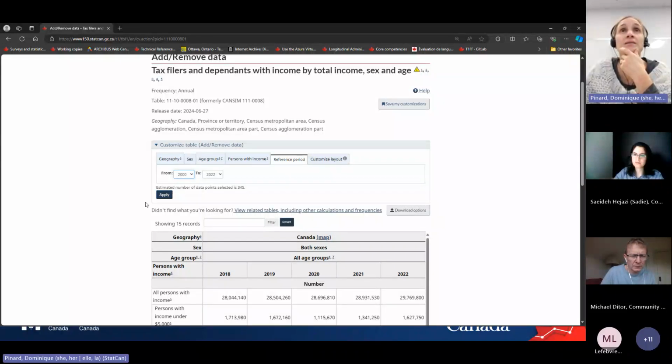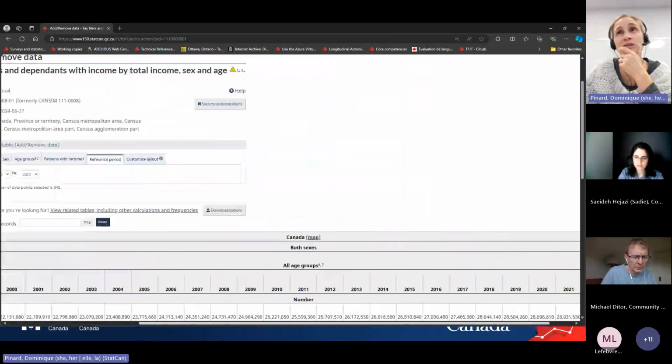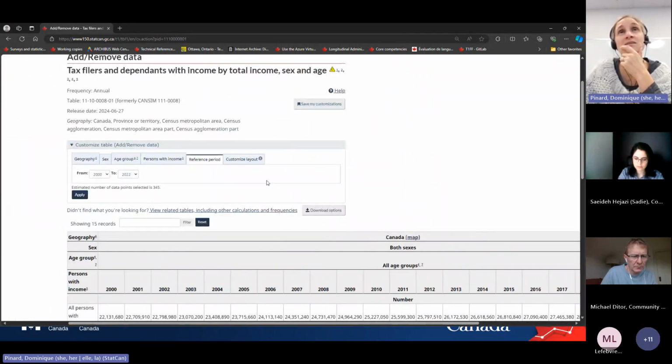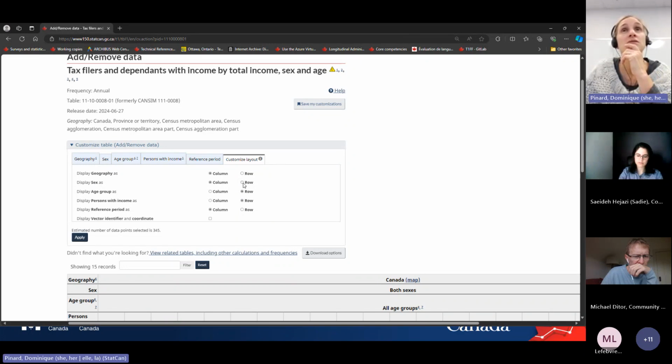So if I were to apply that, let's look at what it looks like. It doesn't really look great. Like you have Canada and then you have to scroll over to the left to see more, and it kind of gets a little tricky. So you can customize the layout and decide what you want to have as a row and a column, and then apply. So let's say I want to have the age group as a row instead of a column, and maybe the sex as a row. Then it's just going to change the look of my table.